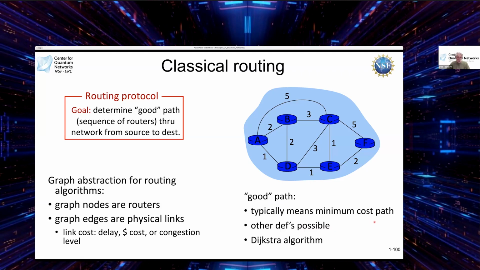And we know that there are very efficient algorithms for finding minimum cost paths, Dijkstra's algorithm, of course, being the canonical one. And here I'm showing the minimum cost path between A and F.